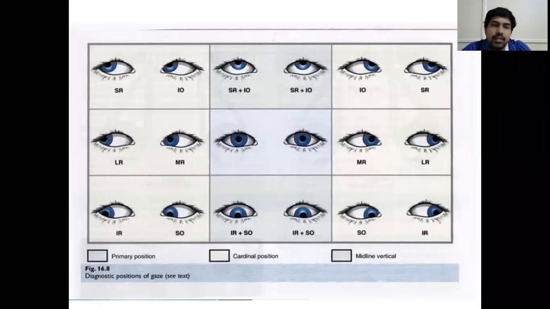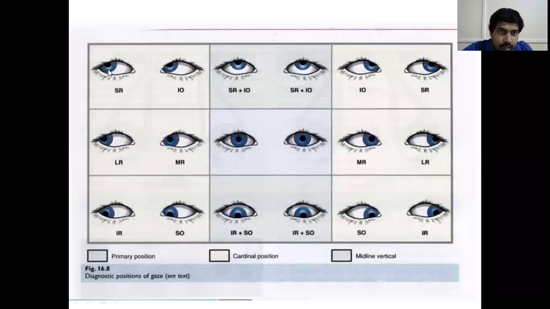Cardinal means anything which is important. Why is it important? Because we can diagnose exactly which muscle has a pathology, or which muscle is weak or has a paralysis. Suppose in dextroversion the right eye is not moving, it is right lateral rectus palsy. Suppose in dextroversion the left eye is not moving, that means the medial rectus muscle in this eye is paralytic. That is how you can pinpoint the diagnosis, and based on that, you can identify what could be the disease.